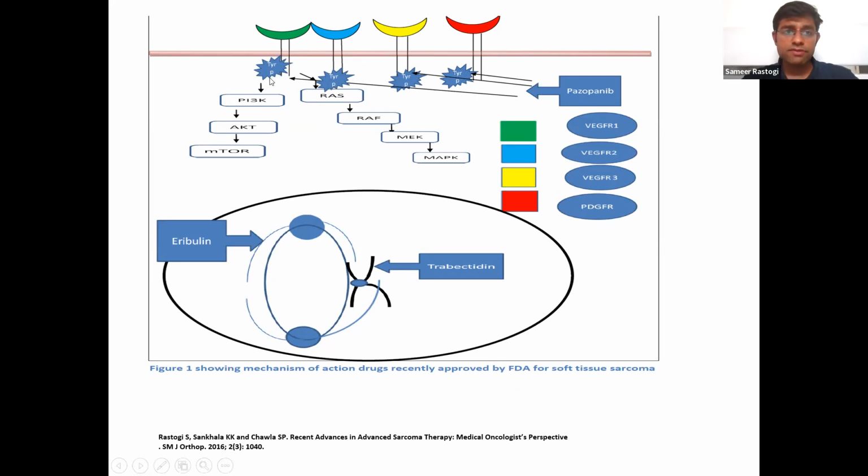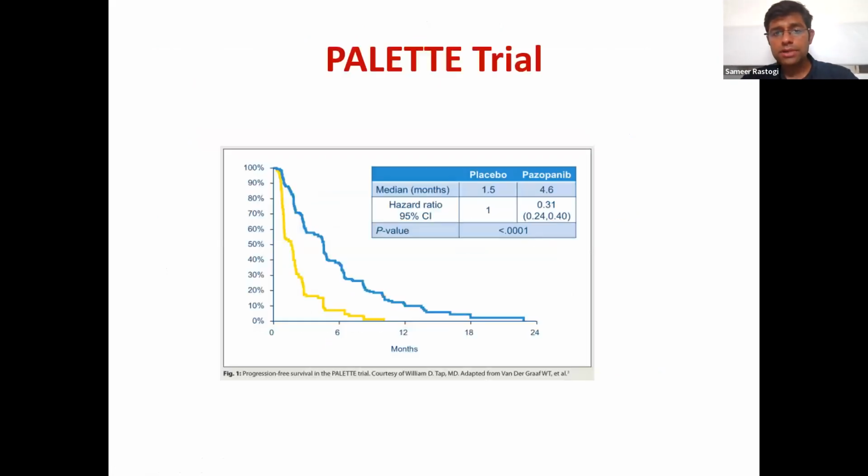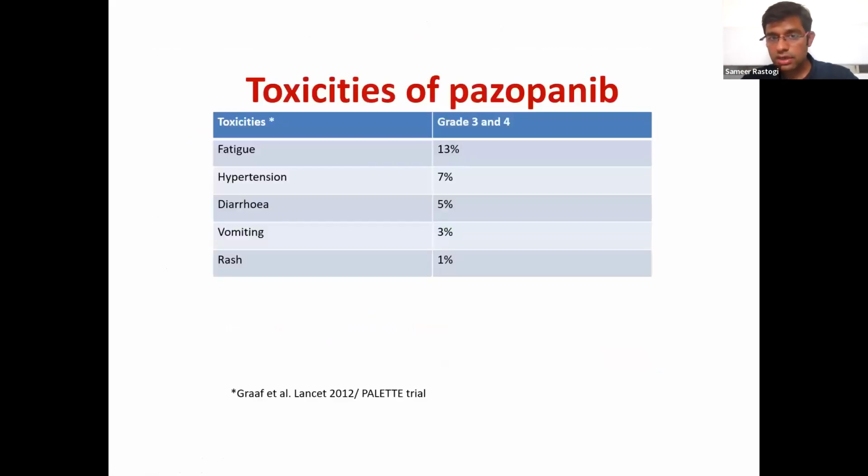Pazopanib is an anti-VEGF, anti-PDGFR molecule. Trabectedin works at the DNA level, eribulin at the mitotic spindle. Pazopanib is approved for non-adipocytic sarcomas in second line post doxorubicin-based therapy, and the median PFS benefit was almost 3 months. It is a well-tolerated drug, so after chemotherapy is exhausted, we often use it because of its good tolerance, and the majority of patients end up with stable disease.